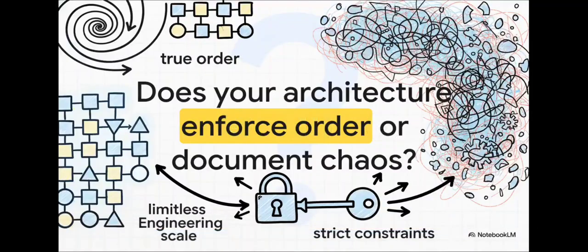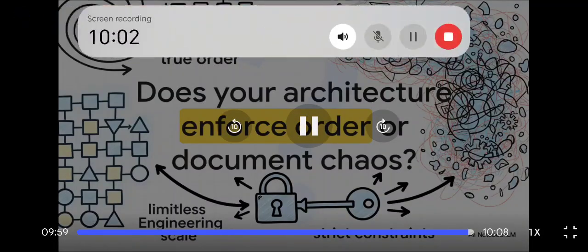As we've seen today, strict constraints aren't actually there to hold you back. They are the secret key to unlocking limitless engineering scale.